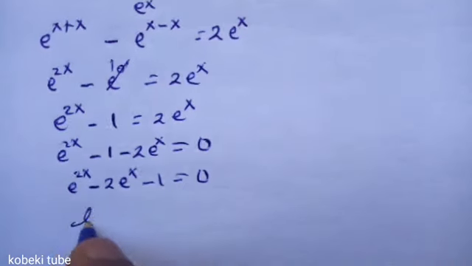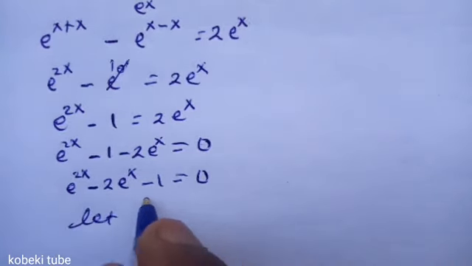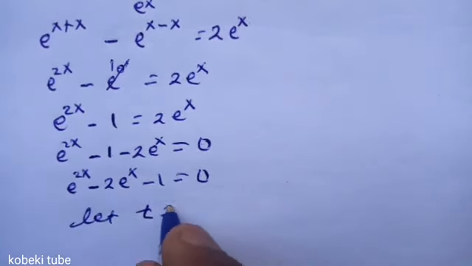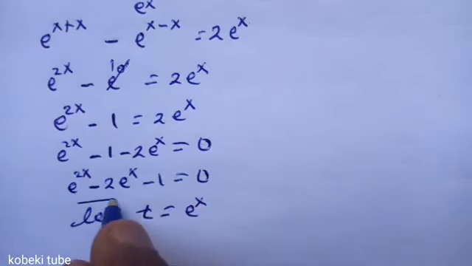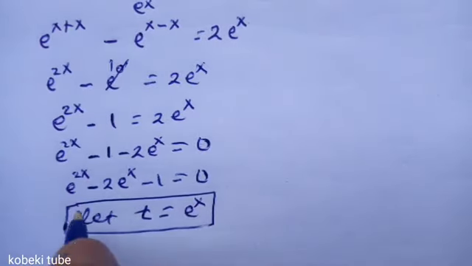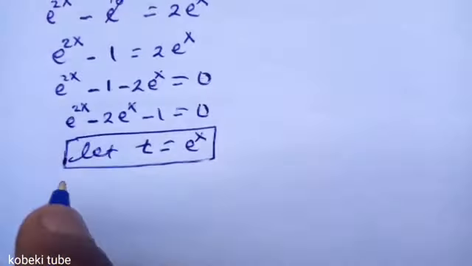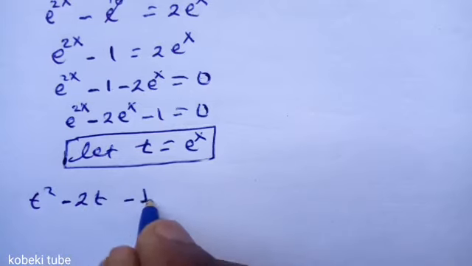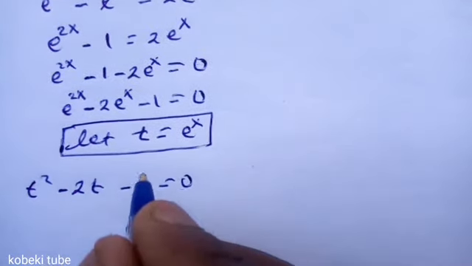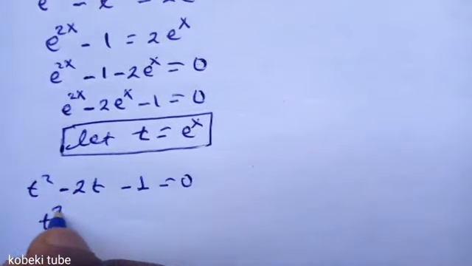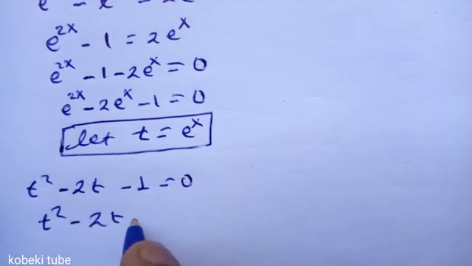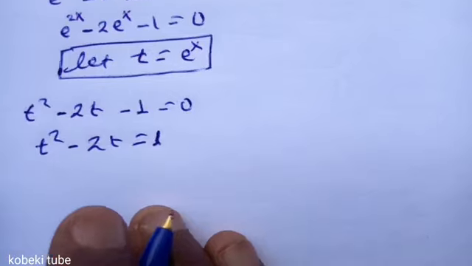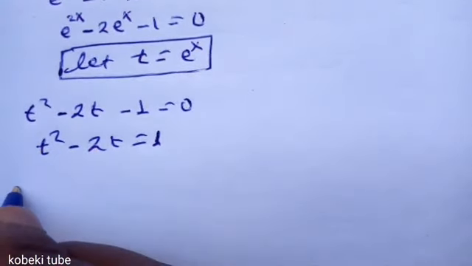And now let t be equal to e to the power of x. And now we substitute t in place of e to the power of x, and it becomes t squared minus 2t minus 1 equals 0, and then t squared minus 2t equals 1. And now we can solve this by using the completing the square method.